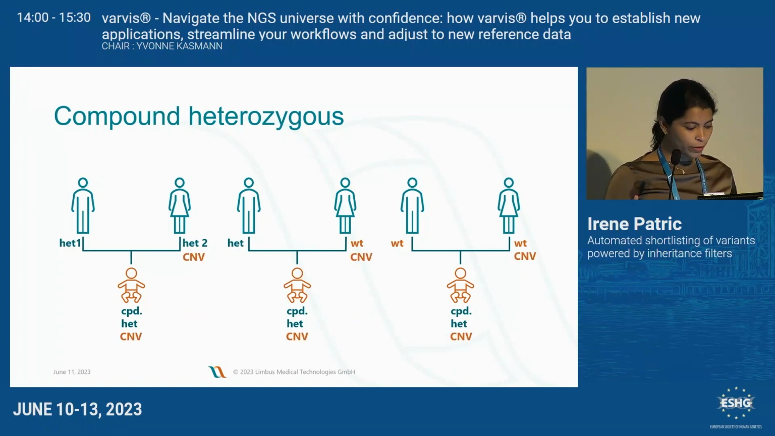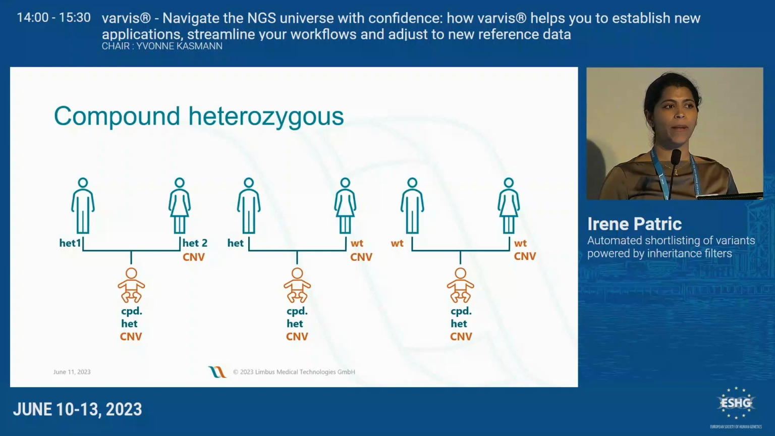The second layer to this is, of course, the second hit being a CNV. In many tools, you would have to switch between the views, or you would really have to go hunting for the second variant. But when it comes together, of course, diagnosis is made much easier.